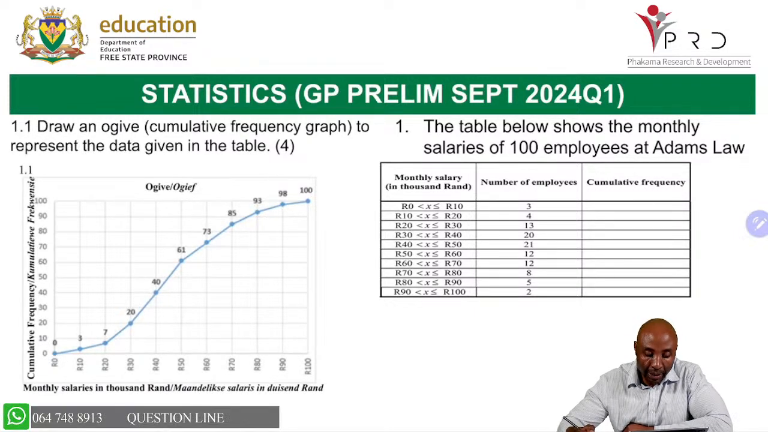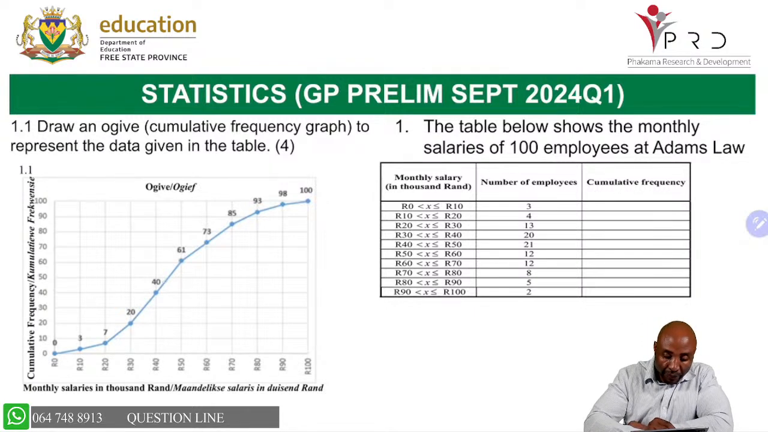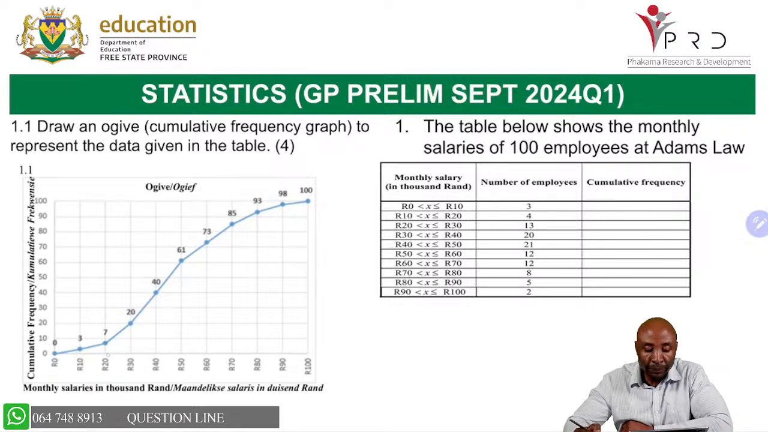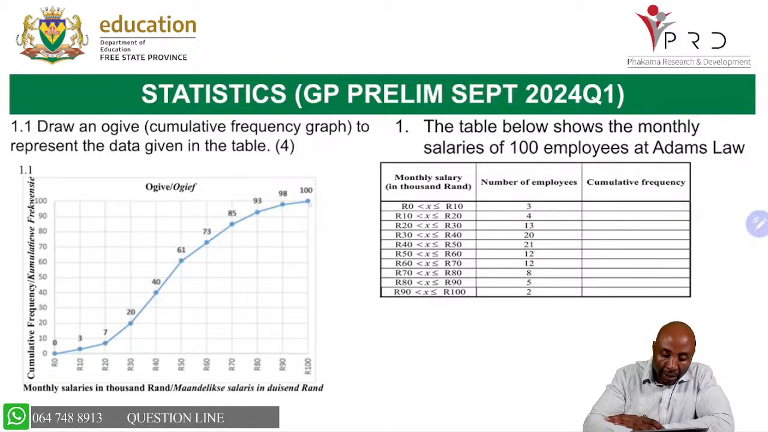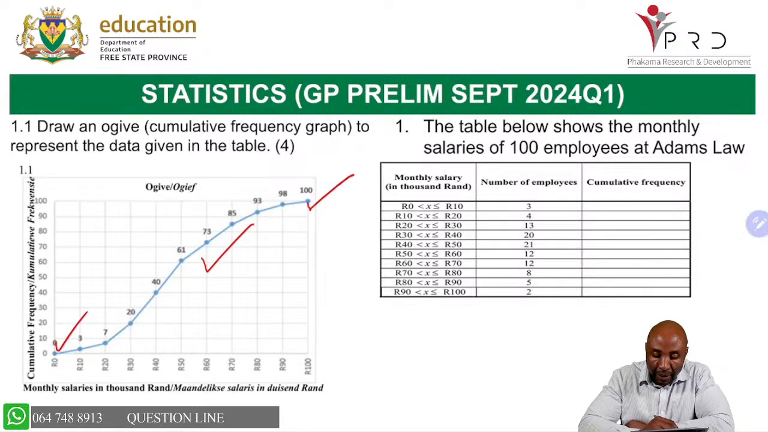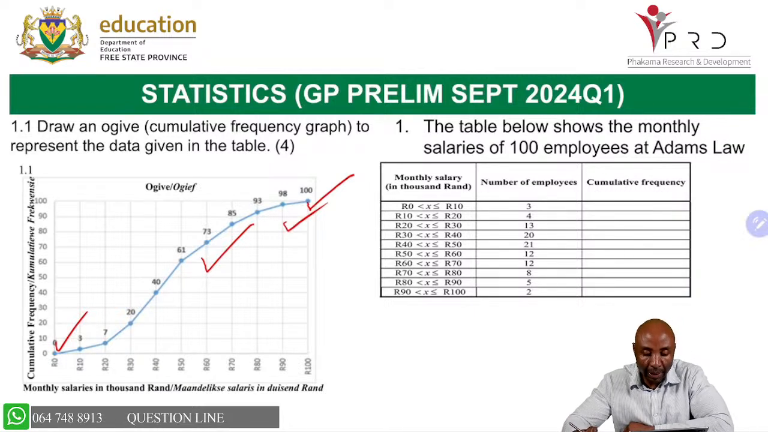So you are looking at 40 and 40, that is the point, 0 and 0, 10 and 3, 20 and 7, and so on and so on. We get our cumulative frequency graph. It was 4 marks. So for plotting that end point, for the shape, grounding, and plotting the correct cumulative frequencies there that you are having, you will get all the marks.